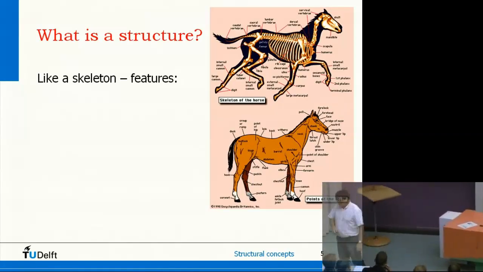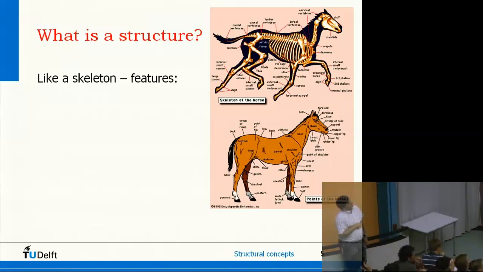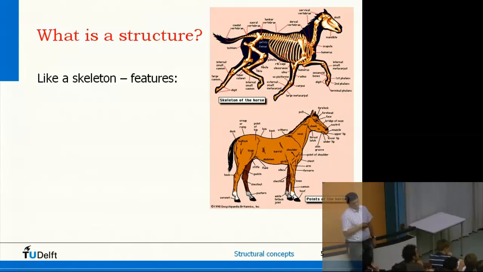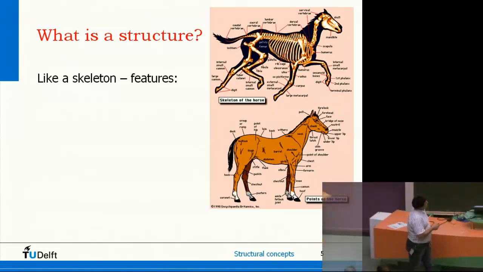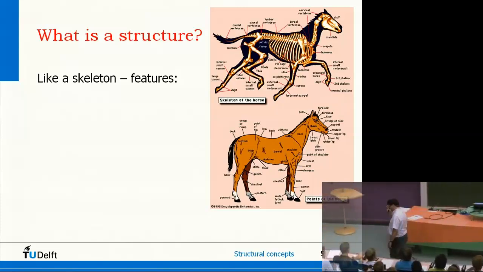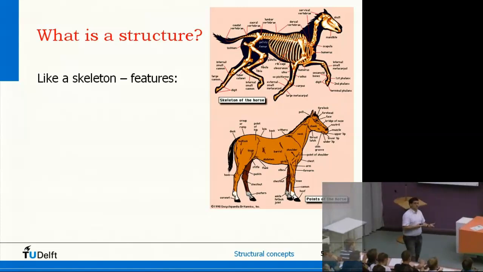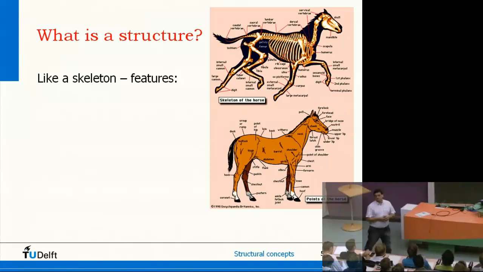Actually, the first thing I would like to show is a structure is something like a skeleton. I put a nice horse in here, and you can also see here the X-ray picture of the same horse, of course in different posture, but nevertheless. And you can see the horse has a skeleton which is, well, first of all carrying indeed the loads. All the actions the horse is doing are carried by the bones.